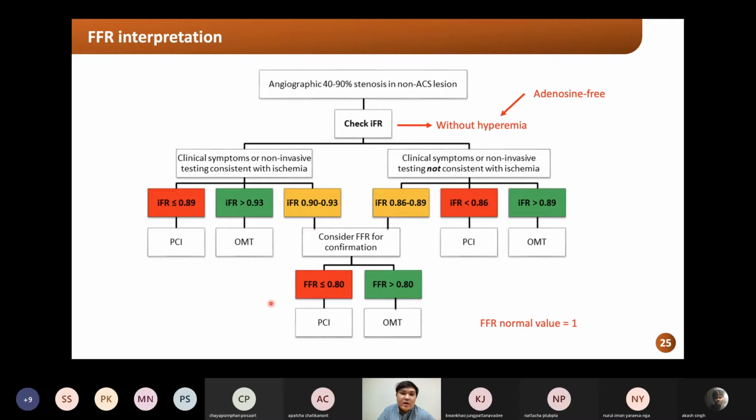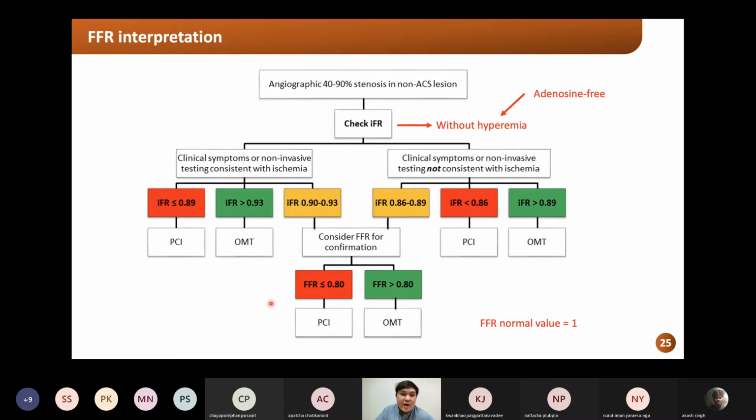And in case the iFR is between 0.90 and 0.93, the doctor might consider using FFR, injecting adenosine to induce hyperemia, to evaluate the exact value without any hemodynamic condition or microcirculation affecting the value, as iFR can. In this case, the normal value of FFR is also 1, like normal people with no lesion, about 1.